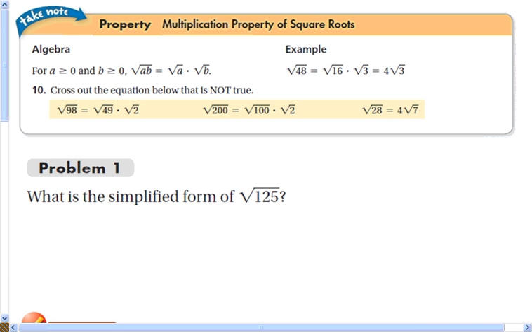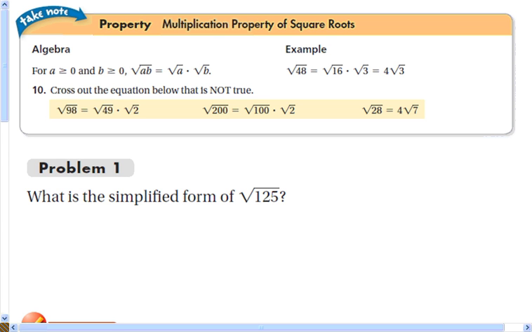All right. So one important property you have to know in order to simplify radicals is the multiplication property of square roots. What we're saying here is you can break up a radicand by its factors and it'll still be true. And that also goes for division. You can break up quotients that way also, and that'll be coming up here in a second.